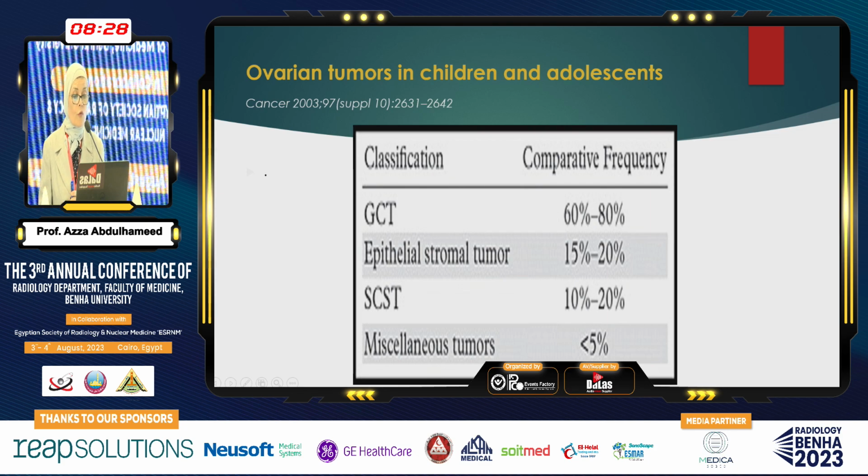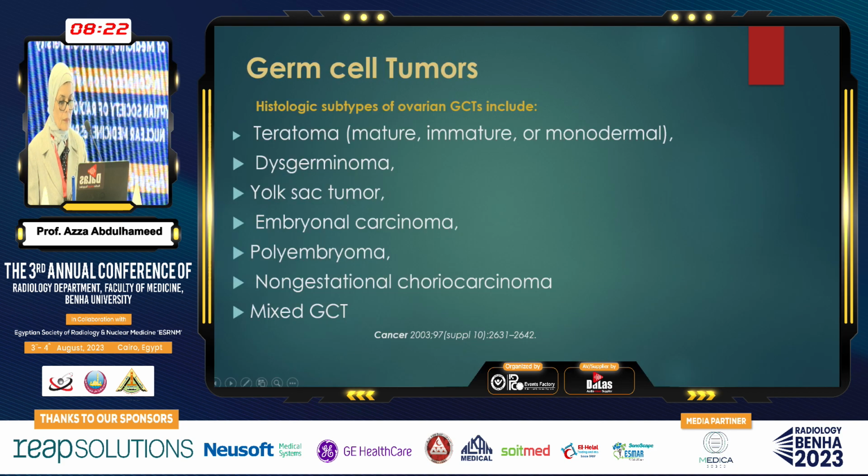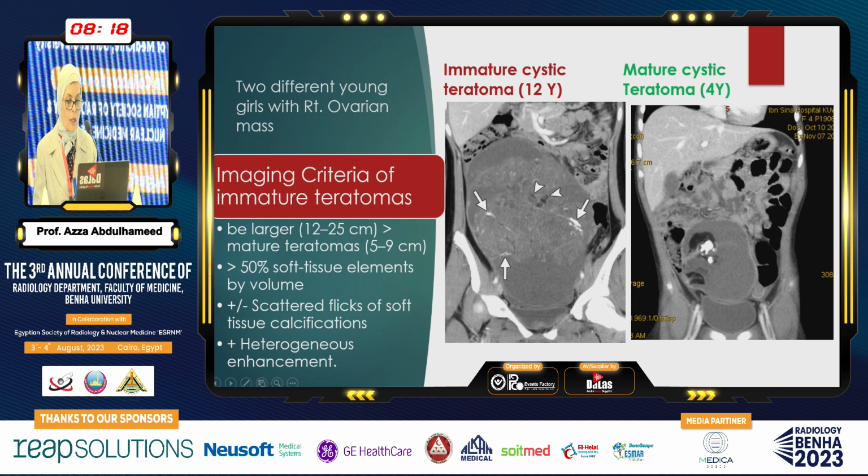Now let's move to ovarian tumors in children and adolescents. Germ cell tumors represent the majority of cases, and here are the histologic subtypes. Let me show you the difference. This is the first case, two different cases: the difference between immature cystic teratoma, which is malignant, and mature cystic teratoma, which is benign.